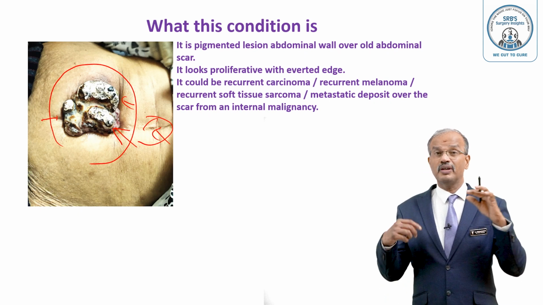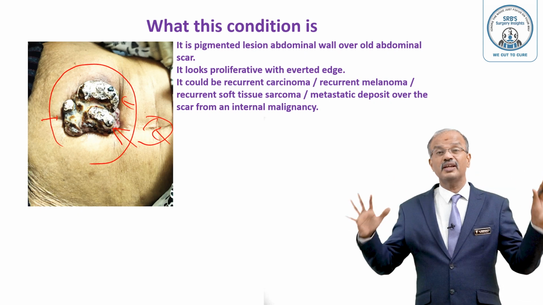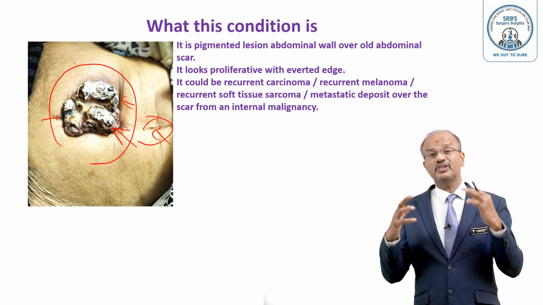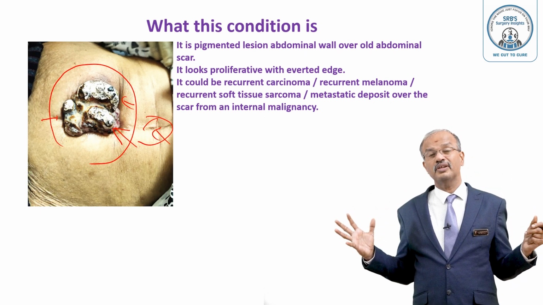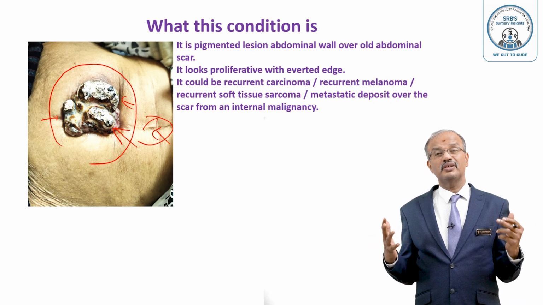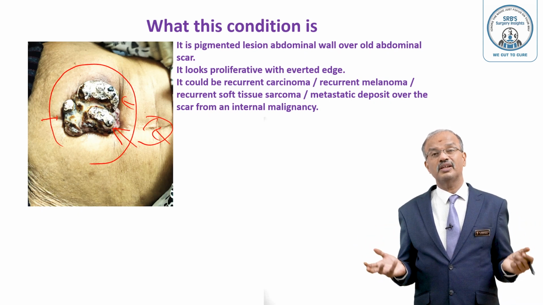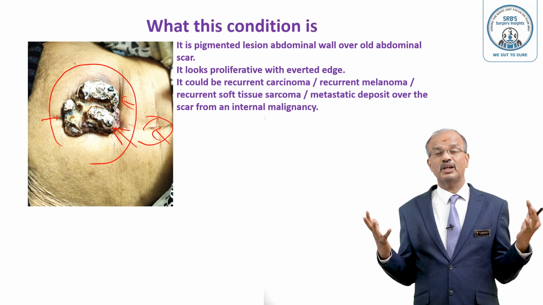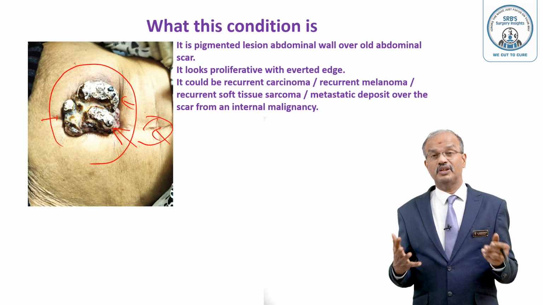So entire abdomen, other skin areas also, you have to find out whether deposits in the other cutaneous secondaries or deposits elsewhere in the skin in the body. And you have to assess the liver enlargement, ascites, lungs you have to examine, spine you have to examine for the other metastatic deposits.